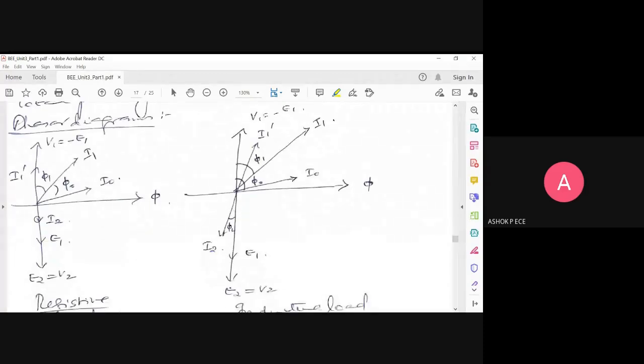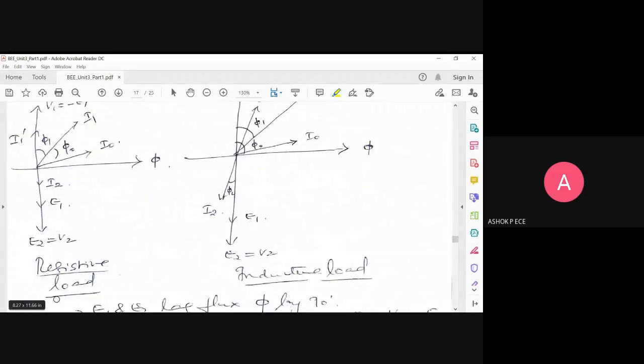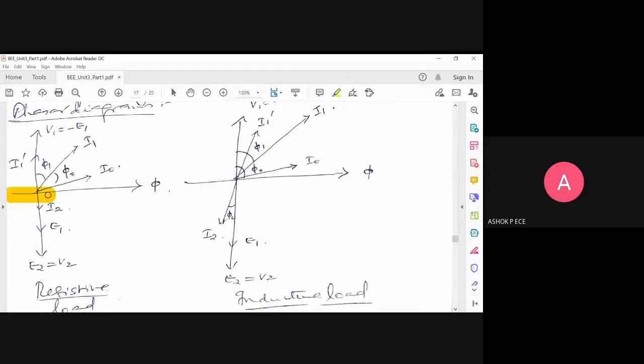Yes, now see the phasor diagrams. First, the resistive load we are taking. See the reference is phi, and these voltages and all we know. This voltage is V1 equal to minus E1. This is I2 and E1. So these things we know.